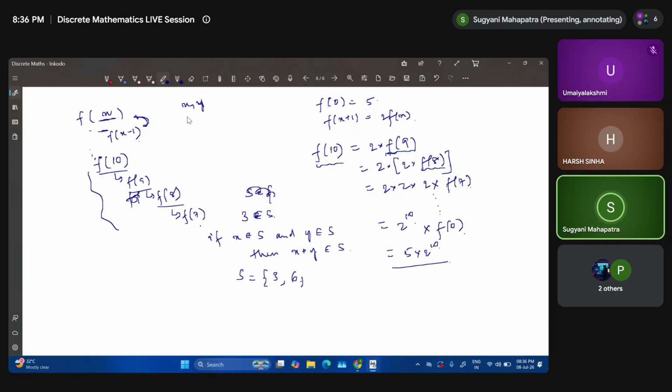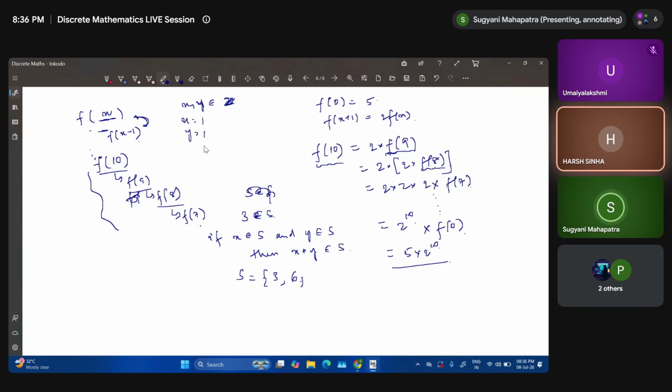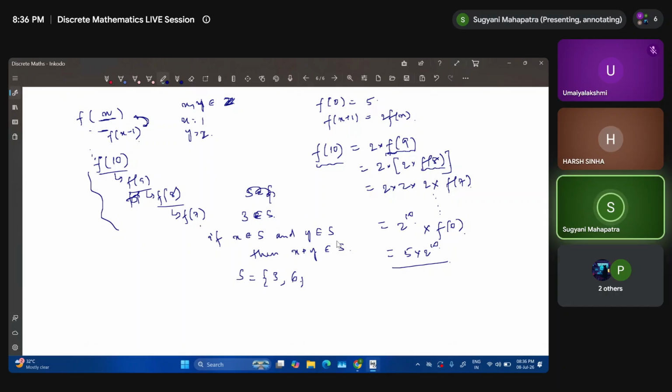Let's consider the domain is a set of integers. So your x and y both can be integers. So x can be 1, y can be 1, y can be 2. But in this case, x is not in S, y is not in S. At least we don't know if it is in S or not. So we can't start with them. We can't assume that it is in S.